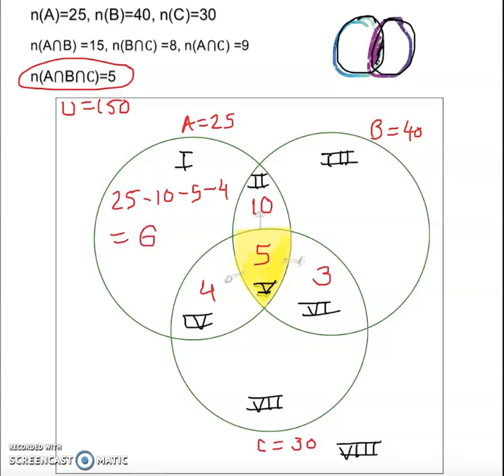Okay, now the next one to the right side, we're going to do the same way here. So 40 minus 10, remember this is the 10, that's the 10. 40 minus 10 minus 5 minus 3, that would give me 22. And this one is the same way, so I do 30 minus 4 minus 5 minus 3 equal to, in this case, 18.